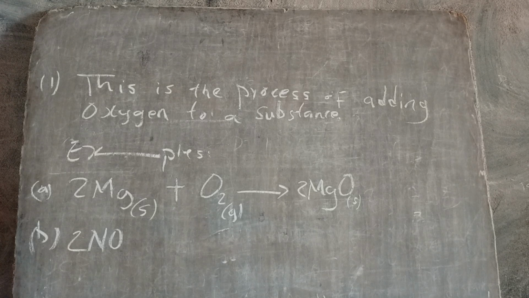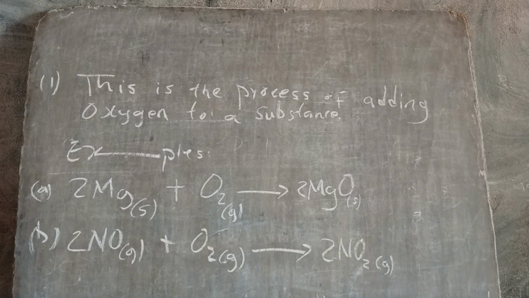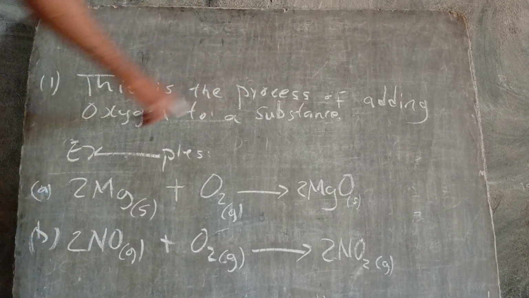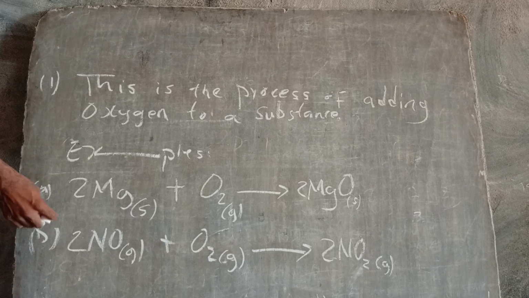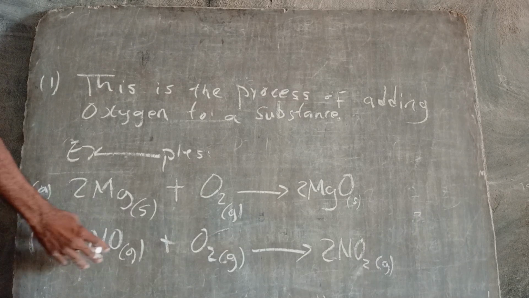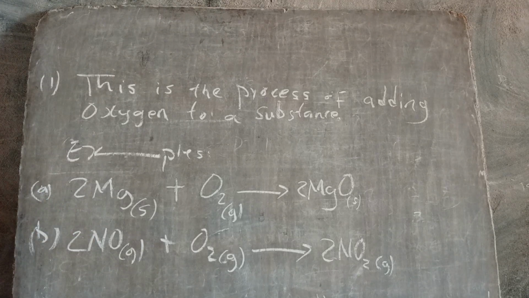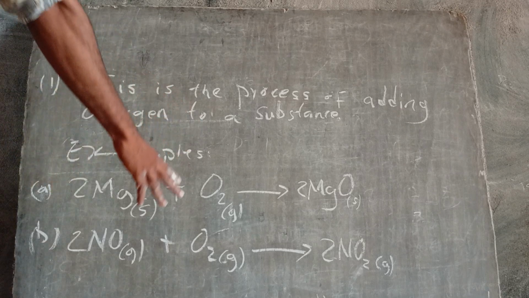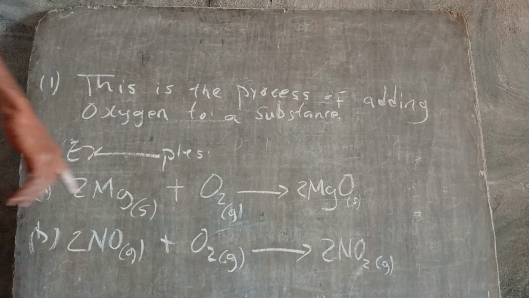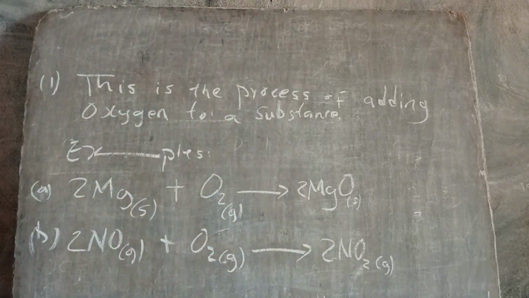Okay. We have now, also, this is the process of adding oxygen to a substance. When you look at this second example, what do we call this? This is nitrogen 2 oxide. Nitrogen 2 oxide reacting with oxygen, we have nitrogen 4 oxide.